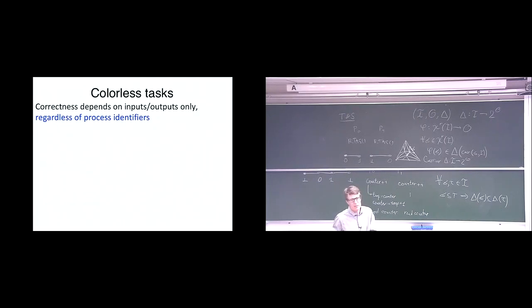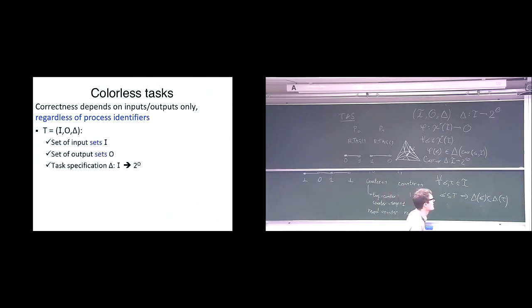I can abandon my input and take the input of someone else because, again, the condition of the task says the set of outputs is a subset of the set of inputs. And that's it, without relation to the process identifiers. So basically what I can see is that the task is a set of input sets, not vectors any longer, just sets of values, a set of output sets, and the task specification, which is, again, some carrier map.